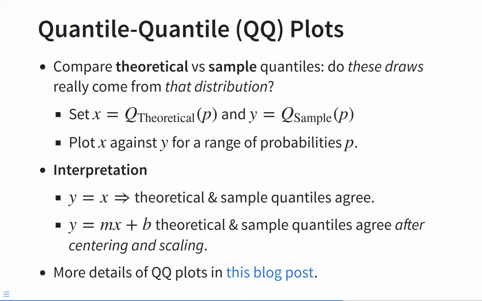If the y and x points line up, in other words, if all the y coordinates equal all the x coordinates, this means the sample and theoretical quantiles agree perfectly. If they don't line up on the line y equals x, but they line up on some other line, say y equals mx plus b for some m and some b, this means that the theoretical and sample quantiles agree after centering and scaling. So the two distributions are not the same, but if you were to transform them to have the same mean and the same variance, they would be the same.